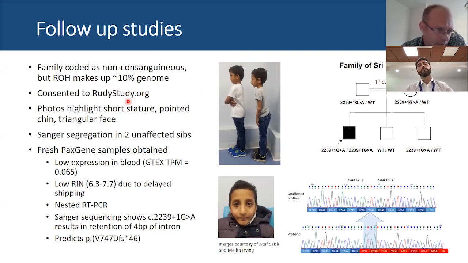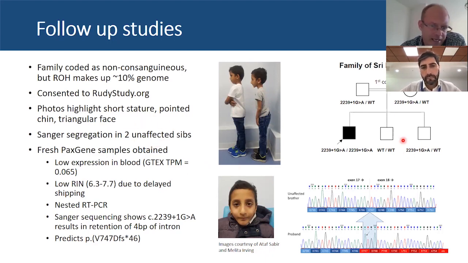We then recruited the family to a local study, and we got some very nice images courtesy of Ataf and Melita at Guy's. So this photo is very nice. It shows this affected child next to his younger brother. So straight away you can see he's very short stature, slightly low set ears. He's got a slightly unusual leaning forward posture, but also very pointy chin and triangular face. So quite an interesting set of features.